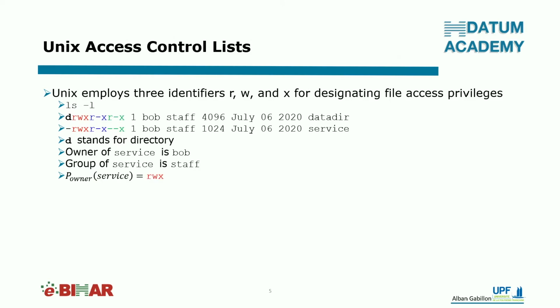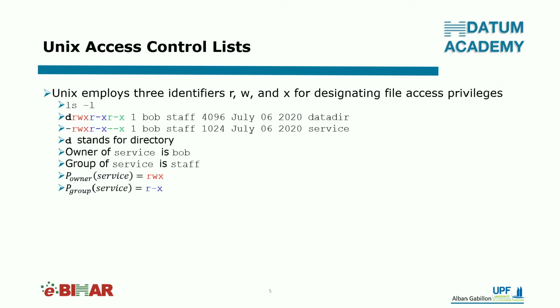Bob, as owner of file service, has full privileges on it, that is, read, write, and execute. So at this point you may ask, why do we need to encode this? Indeed, since Bob is the owner of file service, we know that he has all privileges on it. Yes, it's true. But Bob is a security administrator for his own files. So he may decide, for example, to disable, at least temporarily, his write privilege on file service, if he doesn't need it to modify the file. Do not forget this important principle of least privilege, which I talked about in a previous video.